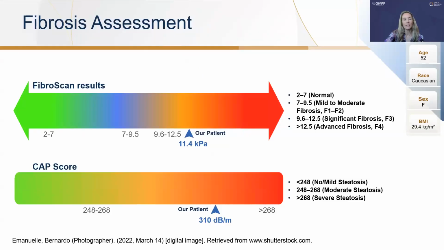So we do a FibroScan on this patient, and her kPa comes back at 11.4, which puts her at about F3, so certainly significant advanced fibrosis by FibroScan, and her CAP score is 310, which correlates to severe steatosis.